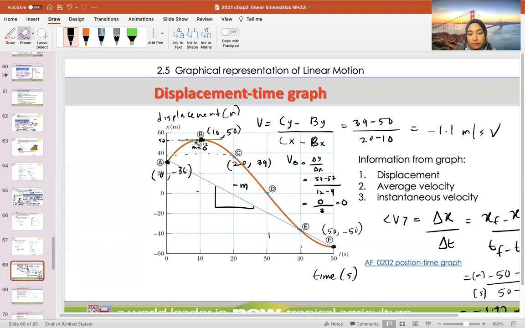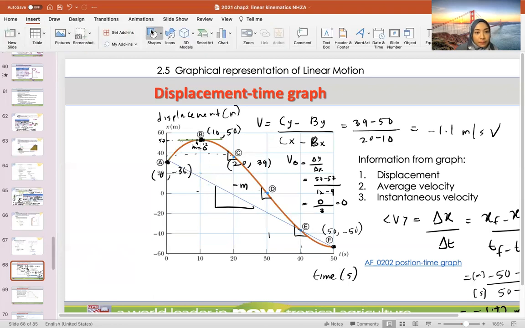Okay, so that is your instantaneous velocity at point B. We can do the same for point C. We can do the same at point D. Sama je. So this is the gradient, this is the gradient, this is the gradient. How do I know how to find the instantaneous velocity? I make a small line. Kenapa line saya tak wujud pula ni? Sama je lah kita buat line macam B juga.